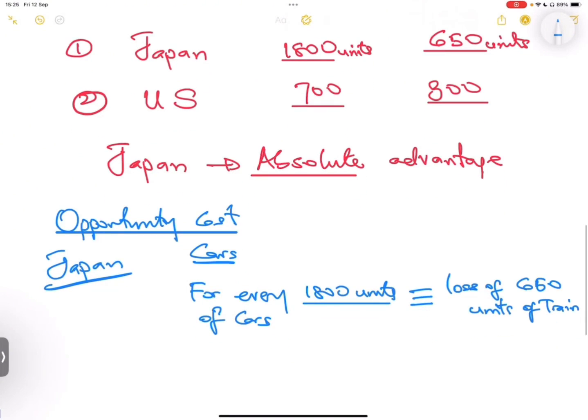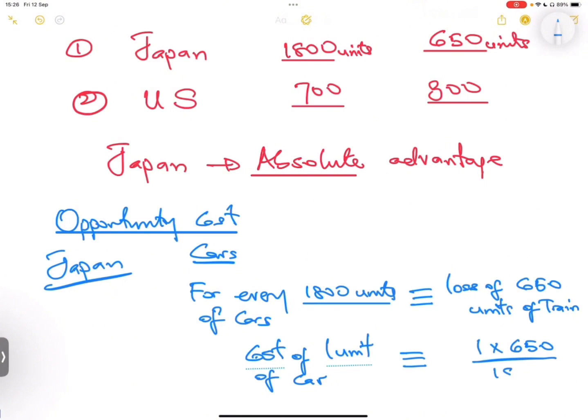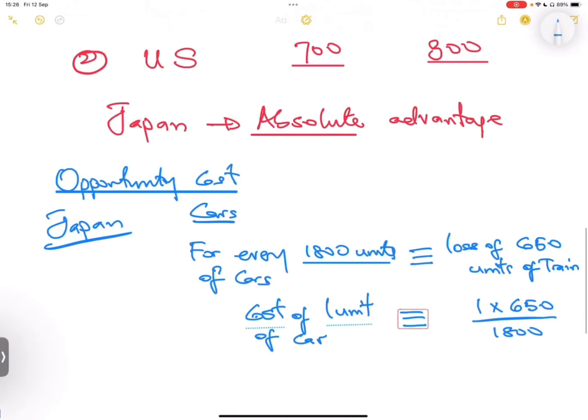So if it does that, that means that the cost of one unit of car for Japan will be equivalent to 1 times 650 divided by 1800. And that will give you, let me get my calculator. And if you have it, you can give me the number.